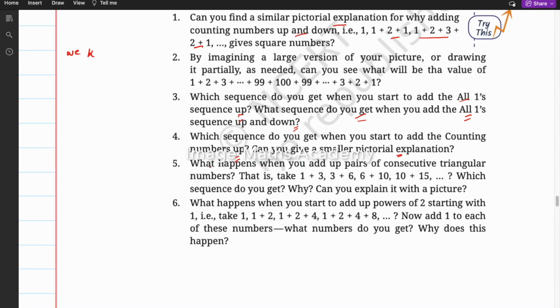and this is the pictorial explanation. Question number 5. What happens when you add up pairs of consecutive triangular numbers? जब हम pairs of consecutive triangular numbers add करते हैं तो क्या होता है? And that is, take 1 plus 3, 3 plus 6, 6 plus 10, 10 plus 15. Which sequence do you get? कौन सा sequence मिलता है? And can you explain it with a picture? And picture से हमको explain करना है.